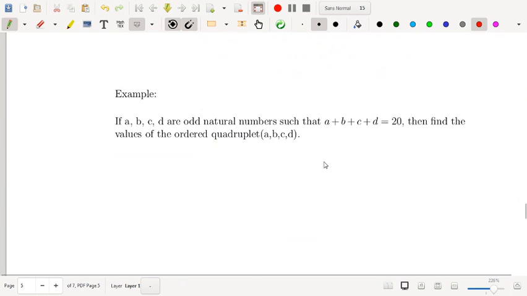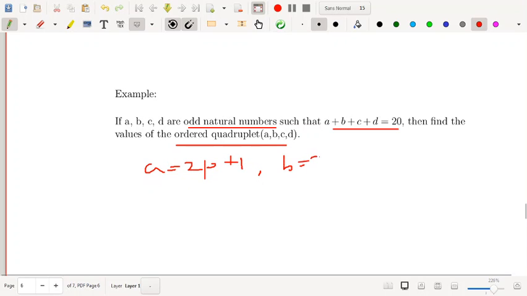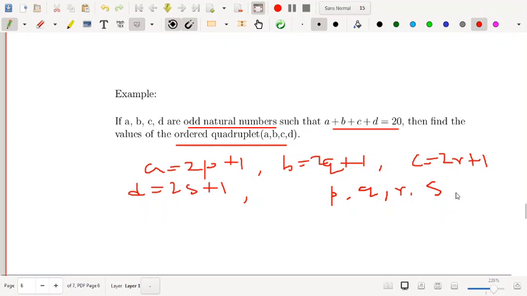So let us have another problem for that. a, b, c, d are odd natural numbers, a plus b plus c plus d is equal to 20, and find the number of ordered quadruplets a, b, c, d. Okay, so for odd natural numbers, let us write a equal to 2p plus 1, b equal to 2q plus 1, c equal to 2r plus 1, and d equal to 2s plus 1, where p, q, r, s are all non-negative integers, belonging to Z plus including 0.